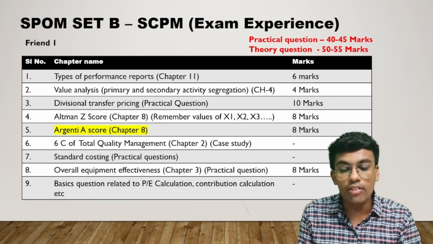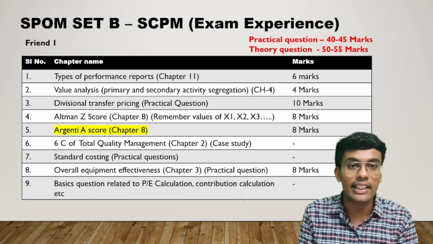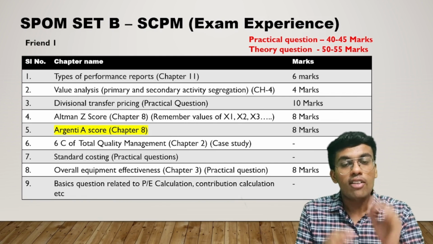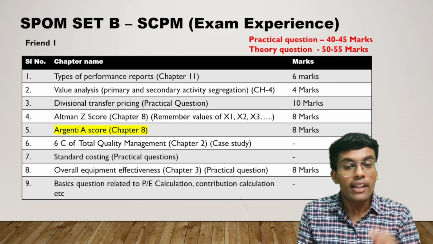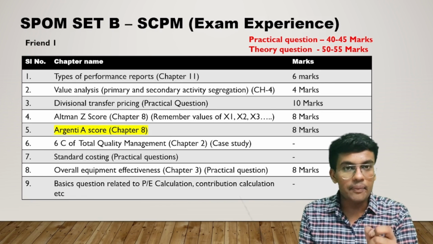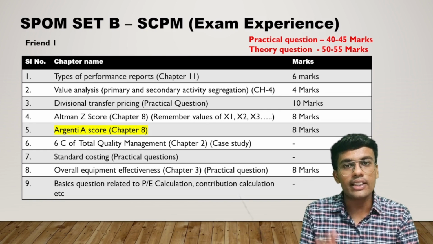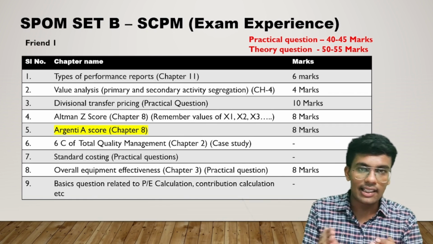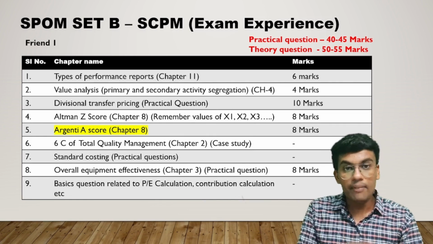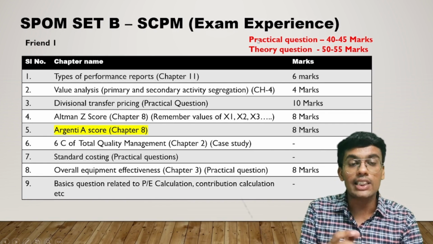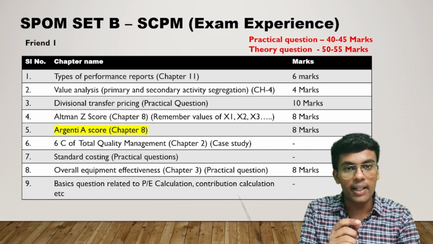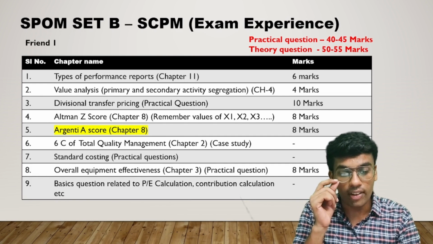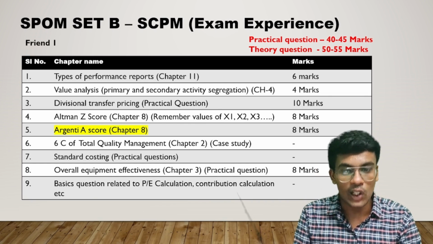The next question was asked from value analysis, primary and secondary activity segregation. That is, you have to segregate primary and secondary activity, chapter number 4, and this was asked for 4 marks in his examination. Before proceeding further, let me tell you, this entire marks allocation is based on memory, and there might be slight changes like 2 or 5 marks here and there, but mostly it is the same. The practical questions in his examination were 40 to 45 marks, whereas the theory questions were around 50 to 55 marks. This includes the case studies also.